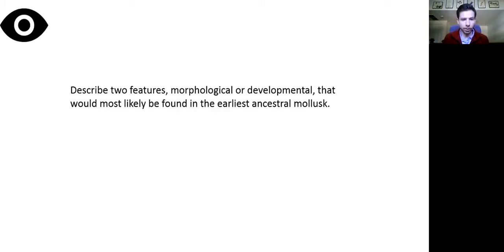All right, this is a question that you should be able to answer based on this lecture and your readings of the chapter. For example, describe two features, morphological or developmental, that would most likely be found in the earliest ancestral mollusks. Okay, we talked about that earlier in this lecture with the cladogram of all the mollusks and some of the basal features that unite the group.